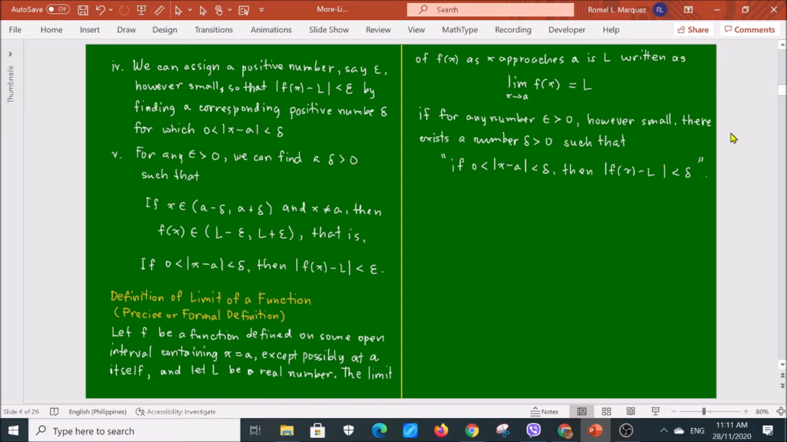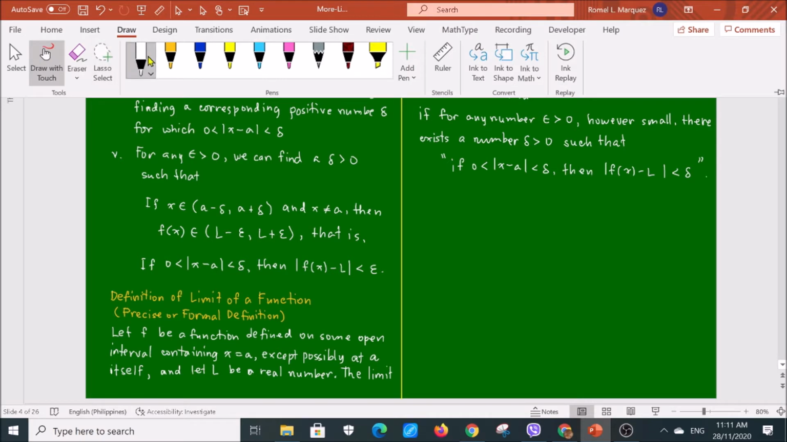We can use this formal definition of limit in proving whether the given limit of f of x as x approaches a is equal to L mathematically. Okay? So graphically, which we had already before, this is what it means graphically.